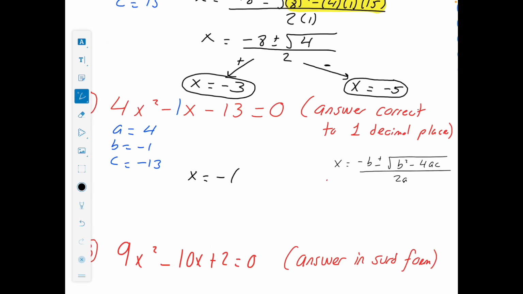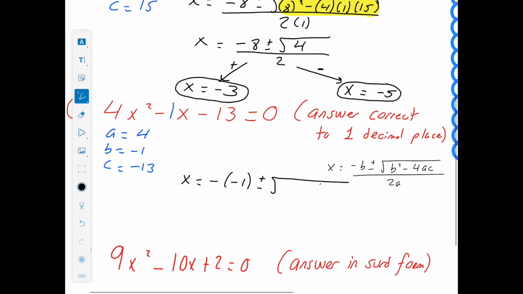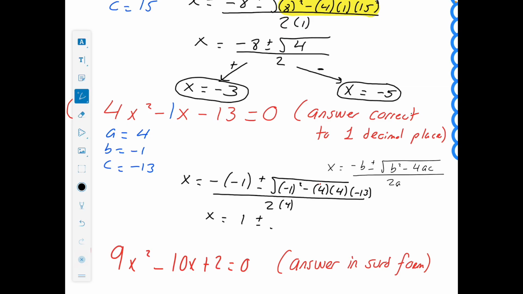So we're going to say x is equal to, now, this is where they catch people out. From the formula, there's a minus b, so we've minus 1. So we've our minus sign from the formula, and then we have our minus sign from our equation. Plus or minus the square root of b squared, which is minus 1, to be squared, minus 4 by a, which is 4, by c, which is minus 13, all over 2 by 4.